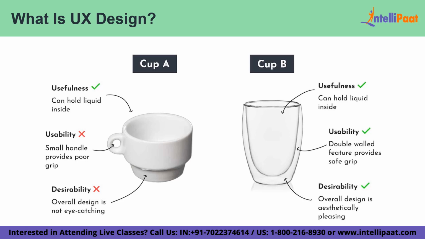Now what about usability? The cup B has a double-walled glass body with an air gap in between. So this cup is going to insulate the coffee from the user's hand. Basically, the hand is going to stay cool while the coffee remains hot. That's really usable and super easy to use, isn't it?